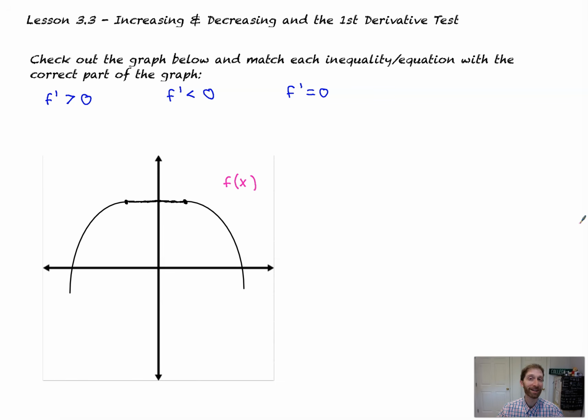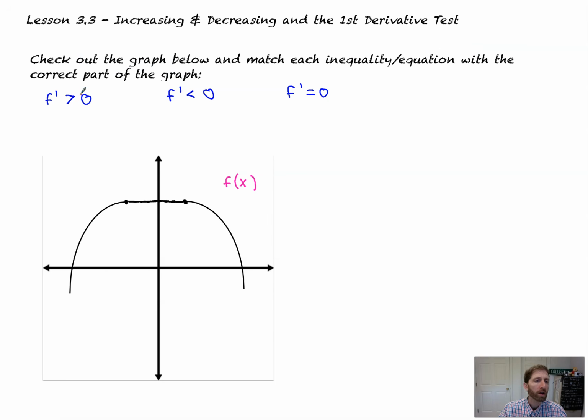I am so excited to go over this section with you. This is a big time section with some simple ideas that go over how we know when a function is increasing or decreasing based on its derivative. Let's check this out. Check out the graph below and match each inequality or equation with the correct part of the graph.